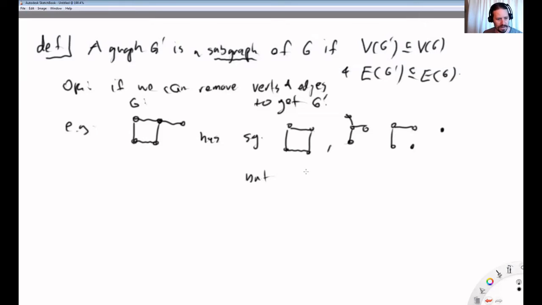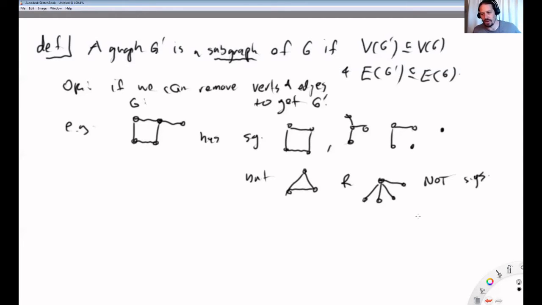But let's do two that are not. So the triangle is not a subgraph, right? If you look at this graph, there are no three vertices that are all joined to each other by edges. It's just not there. You just have to figure that out by examination. And maybe another one that's also easy to identify: there's no vertex of degree 4 in there. So the graph made of 4 edges all touching a single vertex is not a subgraph. These are not subgraphs, okay.